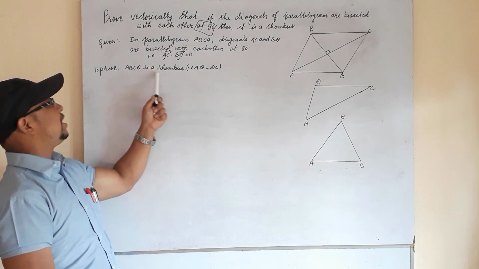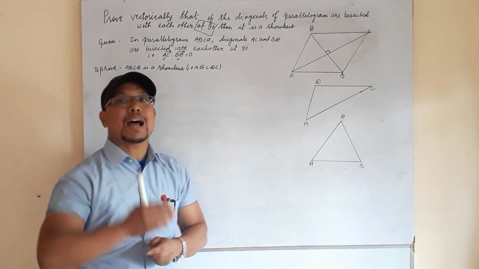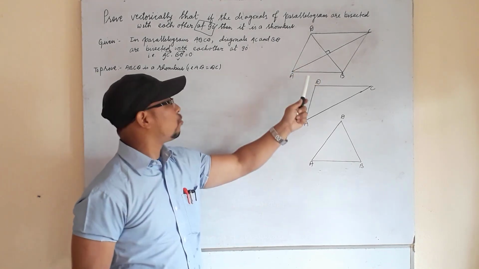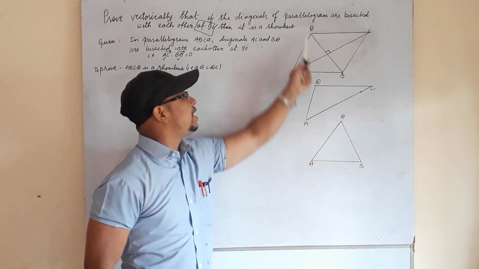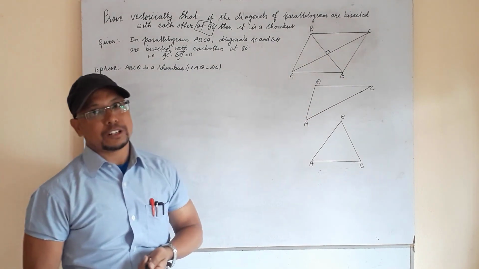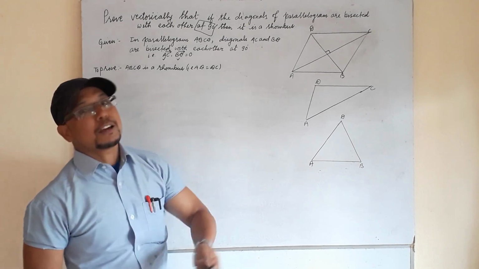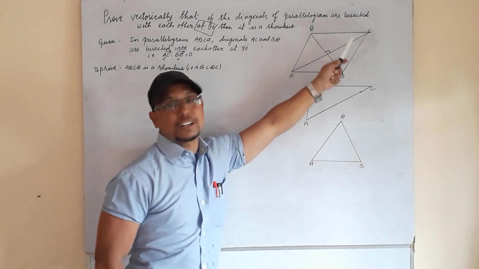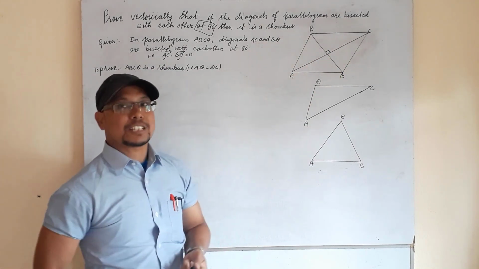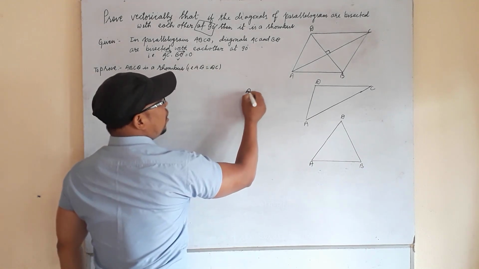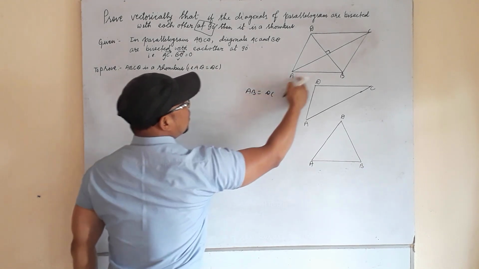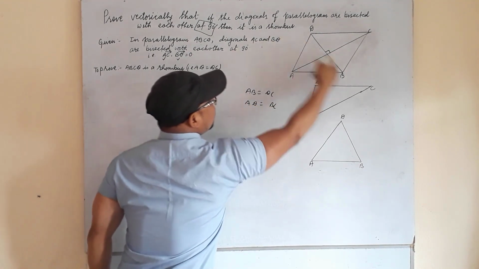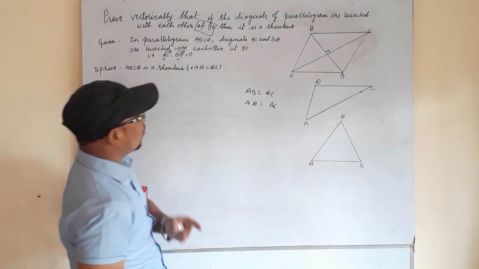Proving a rhombus means what? We have to show all sides are equal. Now see, it is a parallelogram, so AB and DC, AD and BC, the opposite sides are equal. If you show either AB equals AD or AD equals DC, then you can easily say all sides are equal. Here AB equals DC is already given, and AD equals BC is also already given because it is a parallelogram.